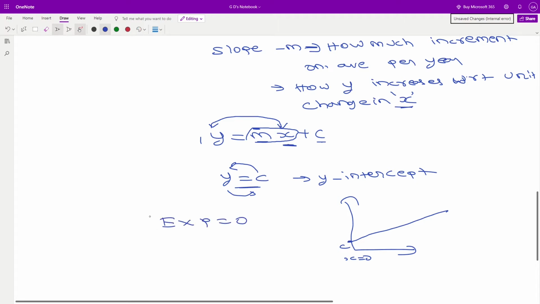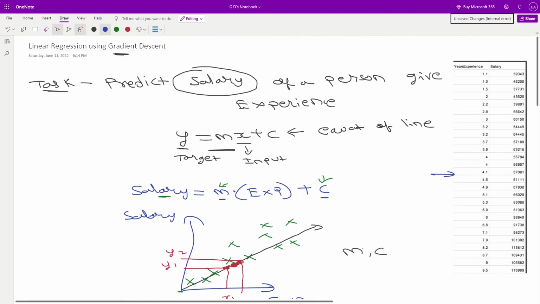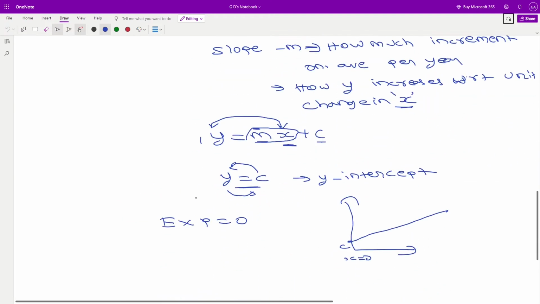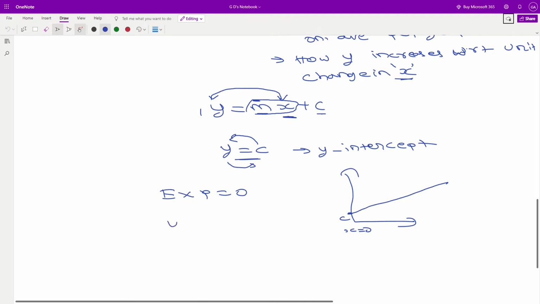When your experience is 0, we can say that this is the salary offered by a company, in this particular data set, when the experience of the person is 0. That is nothing but your C value, which is the intercept. That is, when the experience of a person is 0, the value of salary, the initial salary in our use case, is where your C is touching.